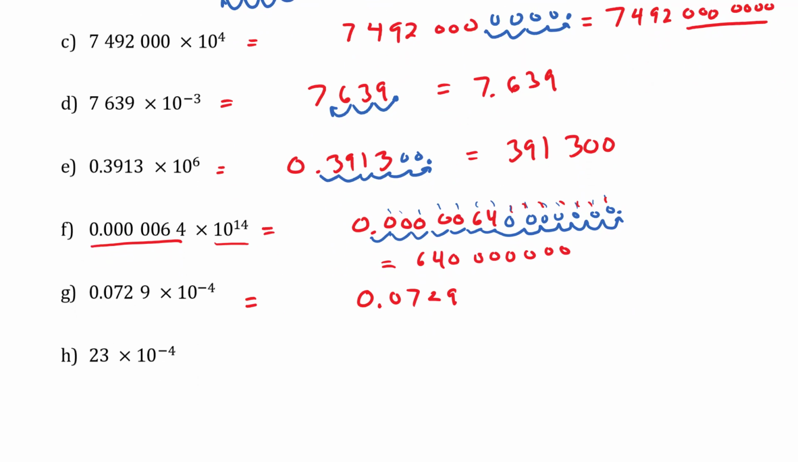0.0729 times 10 to the minus 4. You can move the decimal place over 4 digits to the left, making it even smaller. 1, 2, 3, 4. Put in zeros as placeholders, giving me 0.00000729.